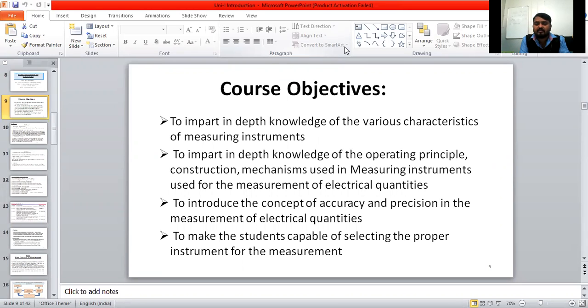The second objective of the subject is to impart in-depth knowledge of the operating principle, construction, and mechanisms used in measuring instruments for the measurement of electrical quantities like voltage, current, resistance, inductance, capacitance, frequency, power, everything. So that is the second objective.